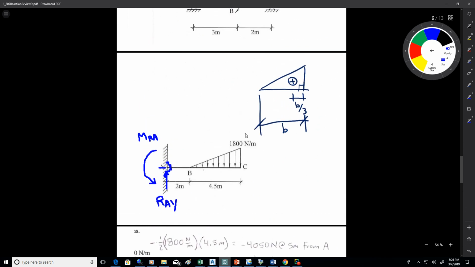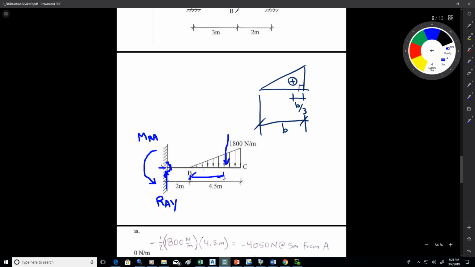Now I've got a distributed load, a triangular one, so I'm going to get a downward force associated with that. That force equals the area of the triangular load there. And then I'm going to apply that at the centroid. Now the centroid of a right triangle is located 1/3 of the distance from the right angle. So that downward force there, we'll start by locating it from B.